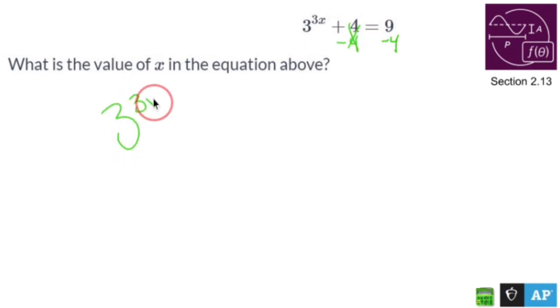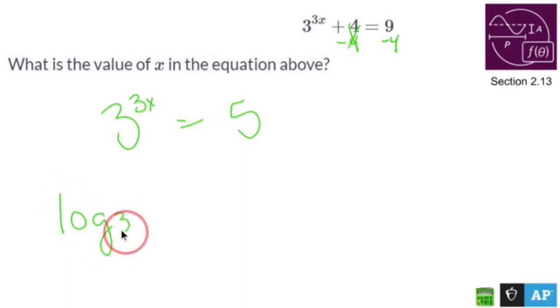A nice thing would be if this number became like 27 or 9, so I could do 3 to the 3x equals 3 squared, but that doesn't happen. I have 3 to the 3x equals 5, so that's no good. So now I have to write this in its logarithmic form. You are my base, so I have log base 3 of 5 equals 3x. So I'm going to run to my calculator. But before I even do that, oh no, my calculator's log is not base 3.